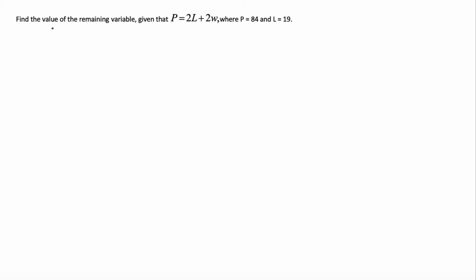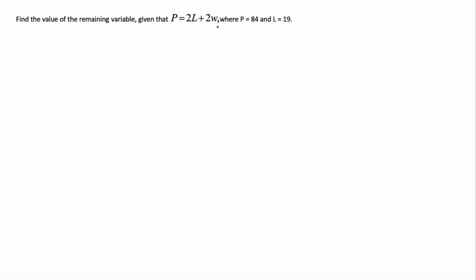Find the value of the remaining variable given that P equals 2L plus 2W, where P equals 84 and L equals 19. All right, so this is the formula for the perimeter of a rectangle. Notice that we are given two of the variable values. In the initial formula, there are three variables, the P, the L, and the W, but we are given two of them. As long as we're given any two of the values, we should be able to plug them in and find the remaining one.